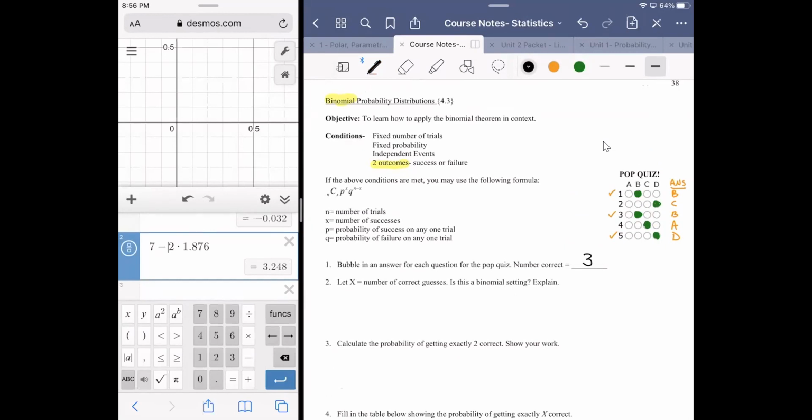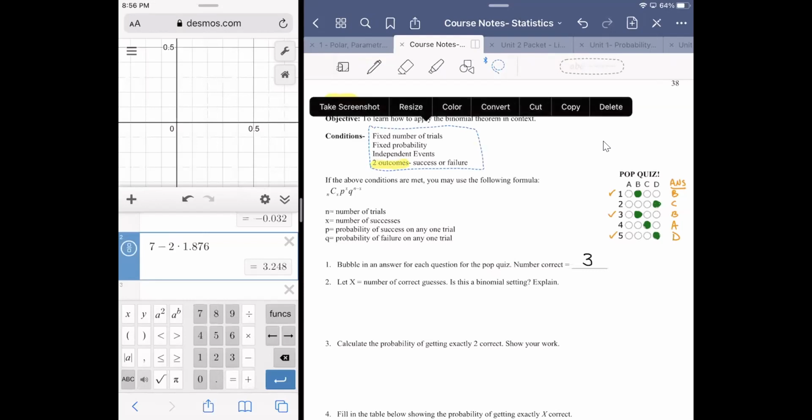All right, so how many did you get right? I got 3. Let X represent the number of correct guesses. Is this a binomial setting? Explain. Well, the binomial setting has to do with the 4 conditions. So I'm asking myself, was there a fixed number of trials?